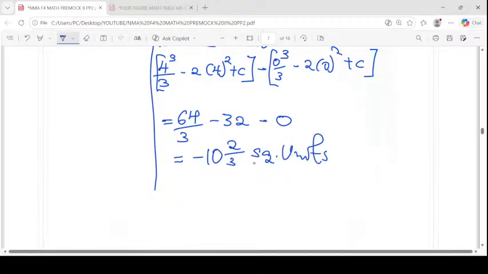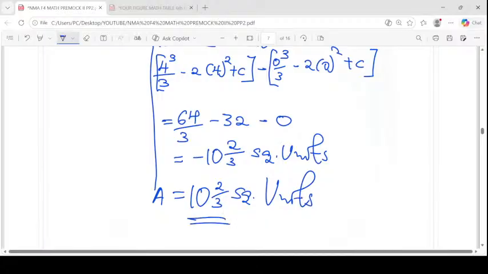The negative here, learners, just indicates that the region lies below the x-axis. Therefore, ignore the negative and put your area as 10 2 over 3 square units as your final answer to that particular question.